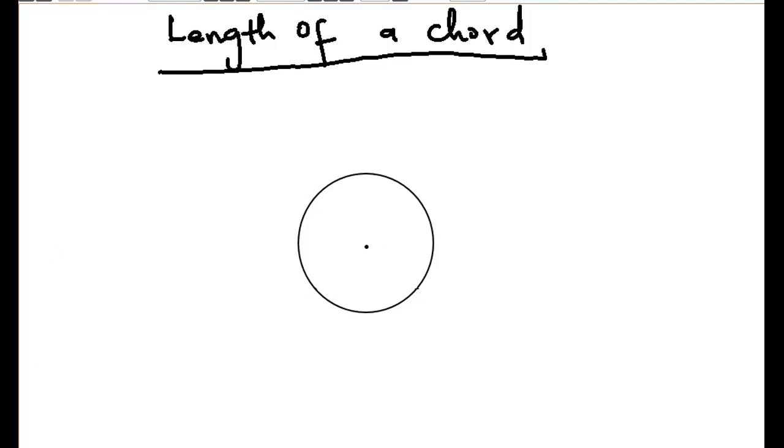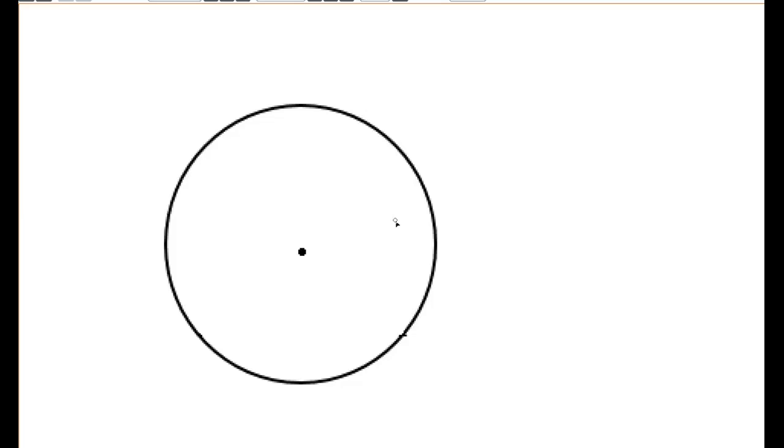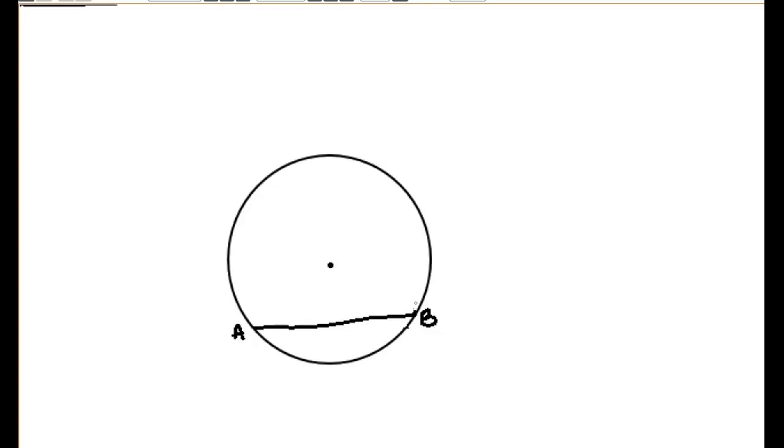So let me give us, okay, as you can see, we have a circle here, and let me draw a chord for this circle. So let me draw my chord this way, from this point to this point here. So let me call here my A and call this B. So this is a chord called AB.